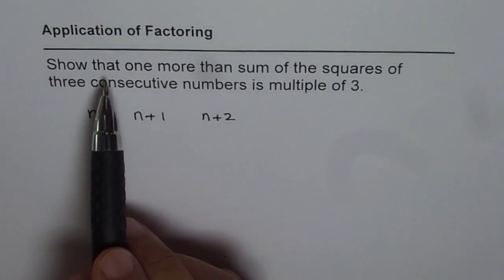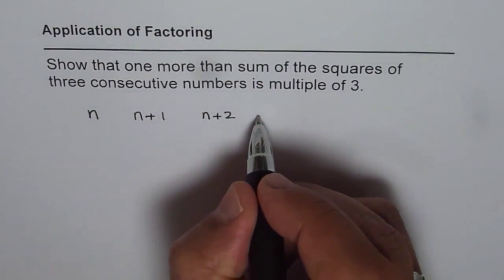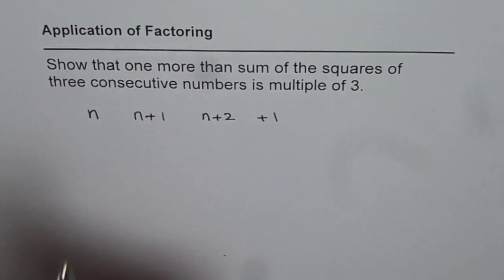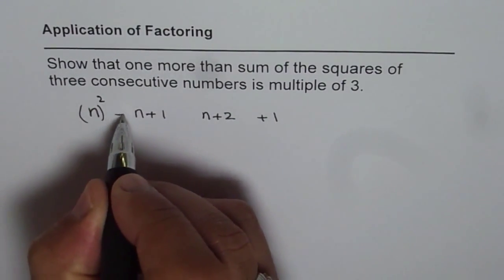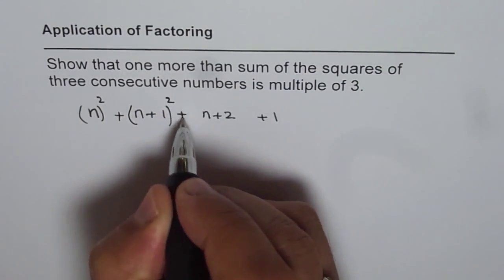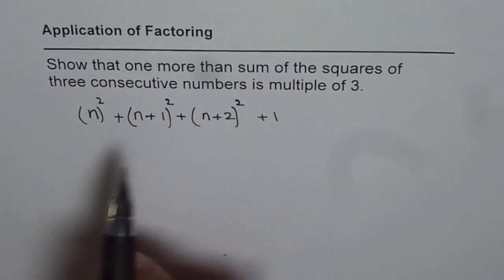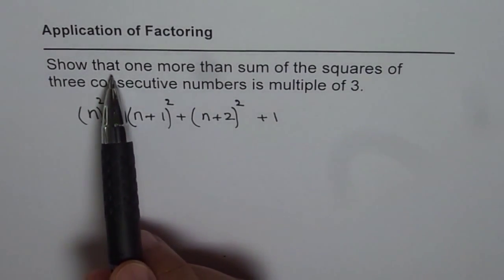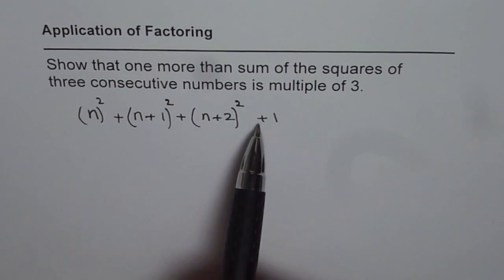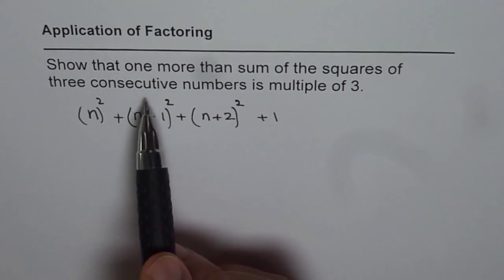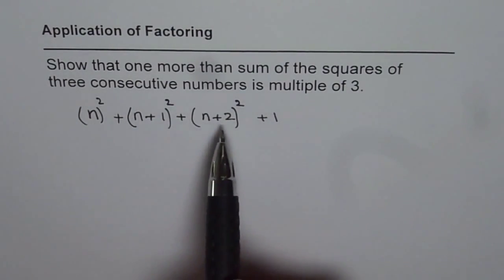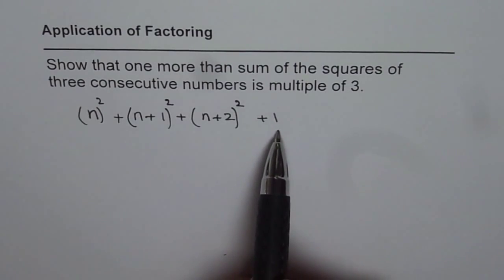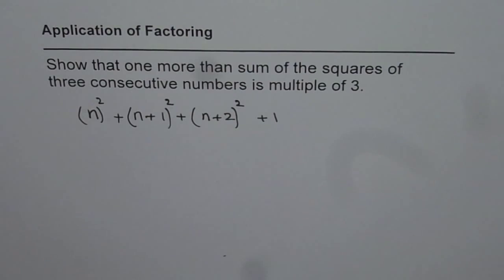Now what we need to show is that 1 more than, so plus 1 means 1 more than all this, in fact not just all this, the sum of squares of 3 consecutive numbers. That means sum of squares, right? So we'll add the squares of these numbers. So that is the expression which we get from the given statement: 1 more than the sum of squares of 3 consecutive numbers is a multiple of 3. So we need to show that this expression is a multiple of 3. This is what the question is. I hope that point is absolutely clear.